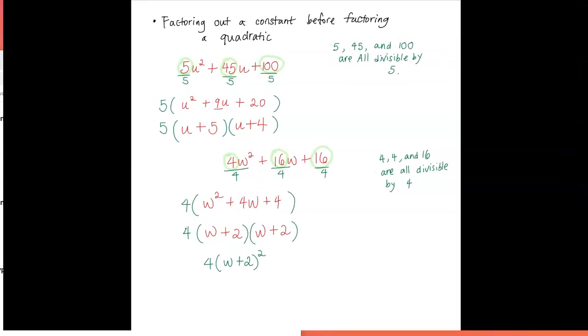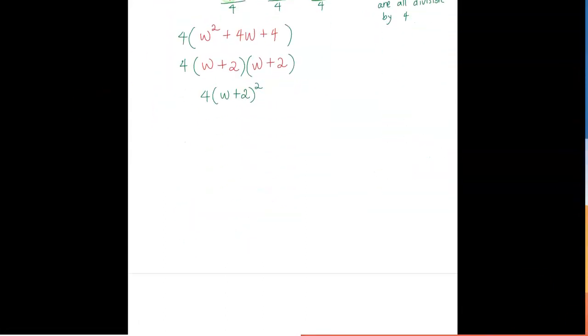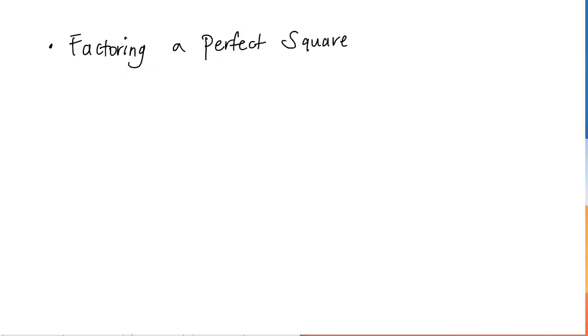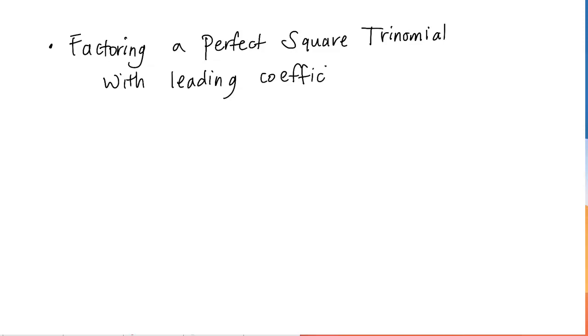Another topic is, let's write down on a separate page, factoring a perfect square. Let's move on to perfect squares now. Factoring a perfect square trinomial with leading coefficient 1. These are just ALEKS topic names. That's where I got these.